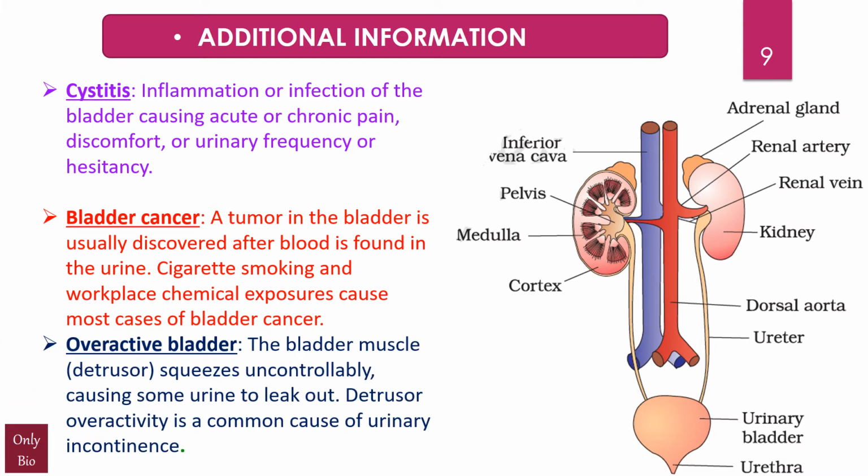Overactive bladder: the bladder muscle, that is the detrusor, squeezes uncontrollably, causing some urine to leak out. The detrusor overactivity is a common cause of urinary incontinence. Friends, urinary incontinence is a problem seen in many aged people, wherein the urine starts leaking out even though they are not micturating, or rather not really passing out urine, it simply drops down. That is what is meant by urinary incontinence.